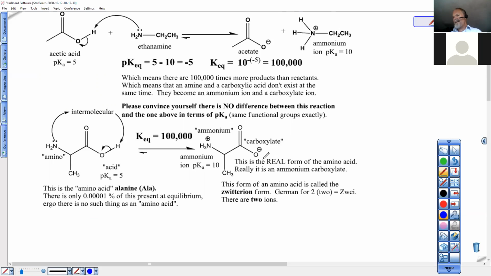So we don't say there's an amino acid present. We say there's an ammonium carboxylate present. And that species in this form is the realistic picture of what an amino acid really looks like. It's called the Zwitterion form. Yeah, I said it with the German pronunciation there, Zwitterion. It derives from the German words zwei and ions.